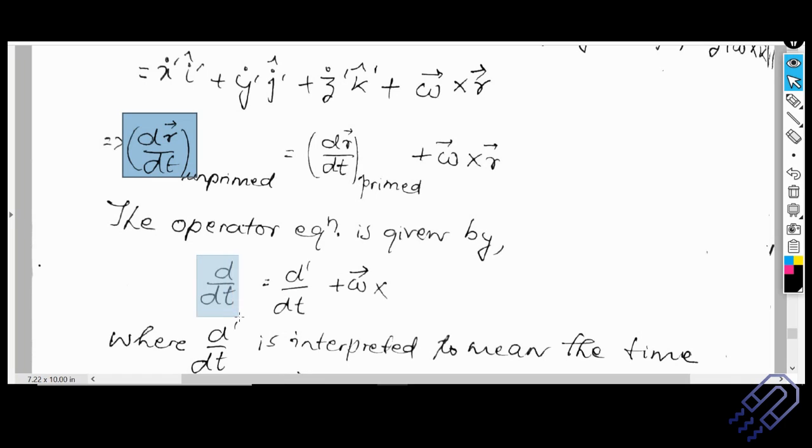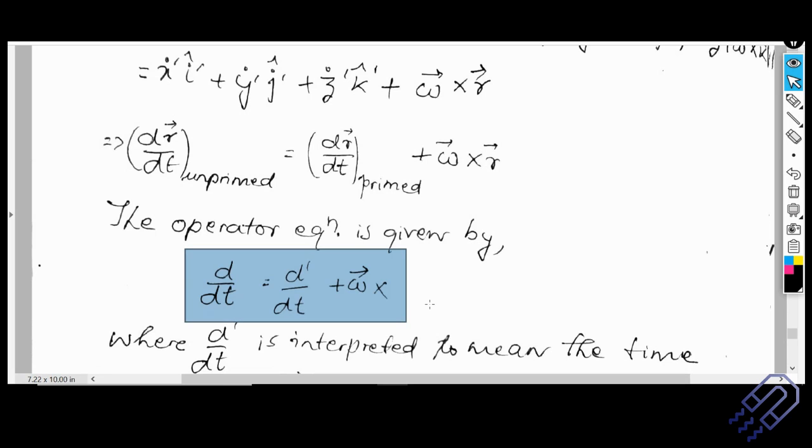There is a relation between the d/dt operator on the unprimed system and the prime system, and that relation is this. If this side you are differentiating with respect to time, this side you should differentiate with respect to time plus an additional term of omega bar cross, and only then can you say that you are consistent with your derivation. This side is the acceleration in the unprimed system, and on the left side it's the acceleration of the prime system. That's what the operator is all about.